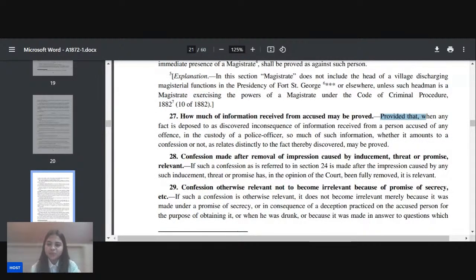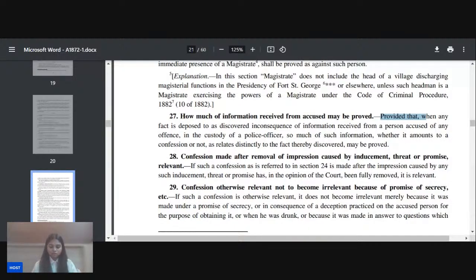Since it is starting with the term provided that, and it is after this section 26, hence 27 is automatically a proviso to section 26. So section 27 is an exception to, or is a proviso to section 26. Section 26 is generally not allowing the admissibility of confessional statements in police custody, but section 27 allows the discovery part of the statement. So section 27 is an exception to 26, right? Remember this, section 27 is an exception to 26. This is an important part. It comes in MCQs also. Section 27 is an exception to 26.